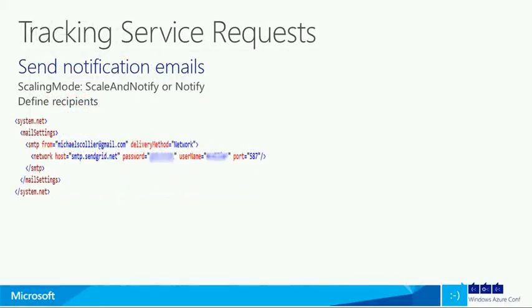I can also configure Wasabi to send me notifications. So I specify either a notify or scale and notify in our configuration file. And then on our regular app config file, I just use normal .NET configuration here for our system.net mail settings, specifying that, maybe using SendGrid, for example, as a Windows Azure partner to send out emails for us.